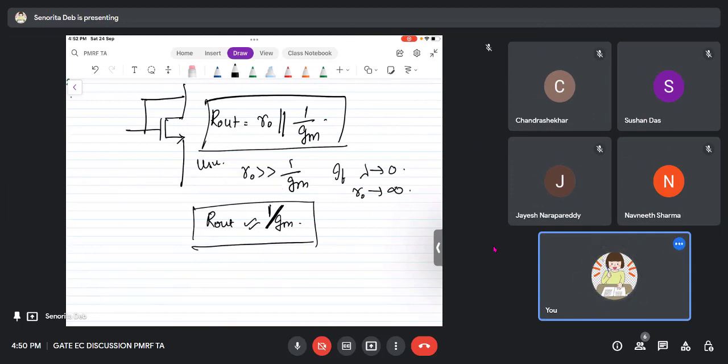Chandrasekhar, can you unmute and tell me which part you want to get explained? The last part, R out.